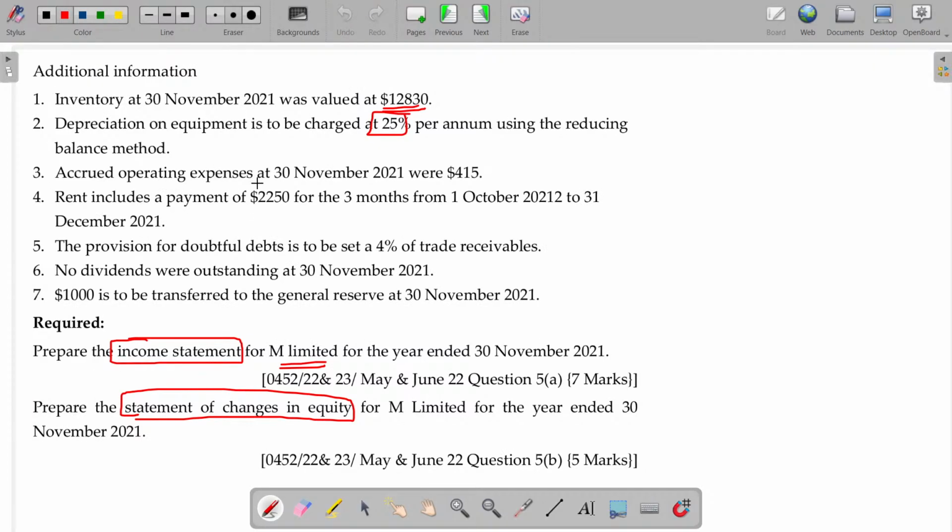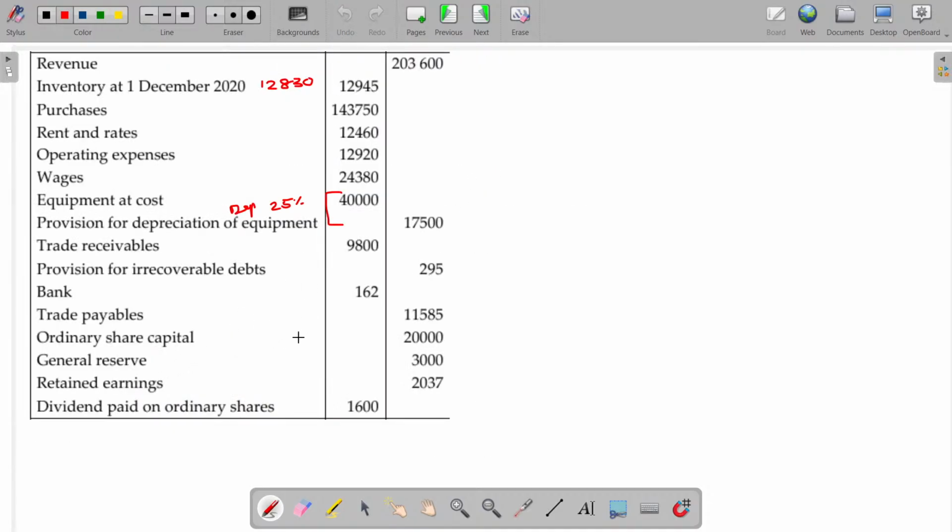Accrued operating expenses on 30th November were $415. So we are going to prepare only the last month, the last date being 30th November. So this is the last month's expenses being outstanding, 415. So operating expenses, that's an outstanding of $415.